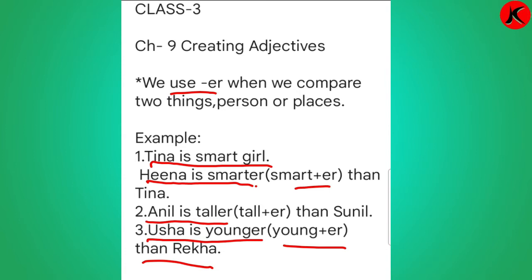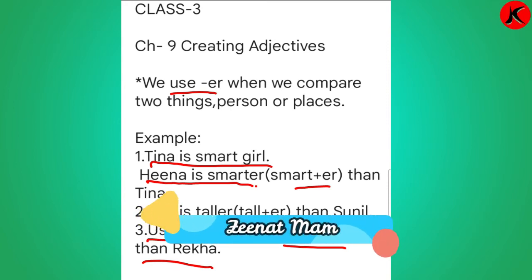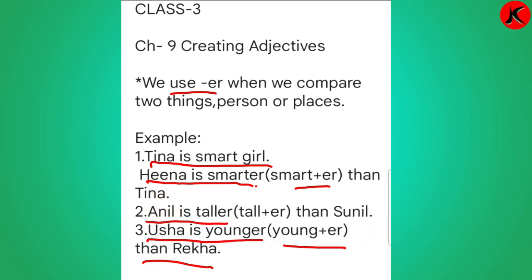So when we talk about comparison, what is it called? This is called the comparative degree. We have to remember that we add er behind the adjective to write a comparison between two persons. When we compare two persons, we have to add er behind the adjective. So that is the comparative degree, that is a comparison, right? Here you are comparing.